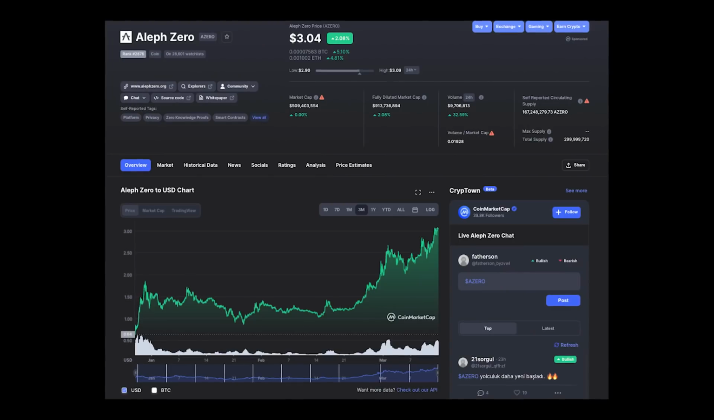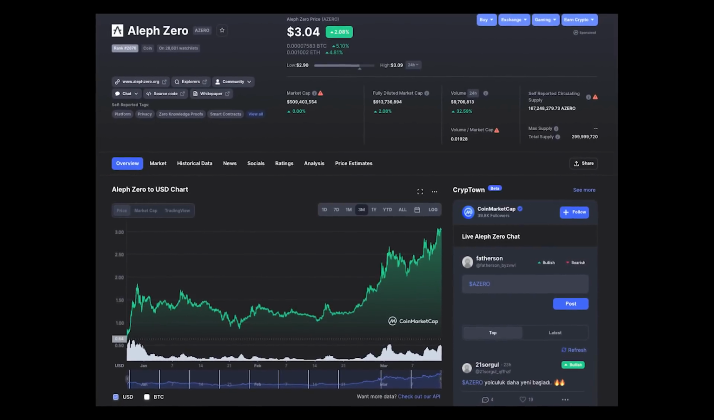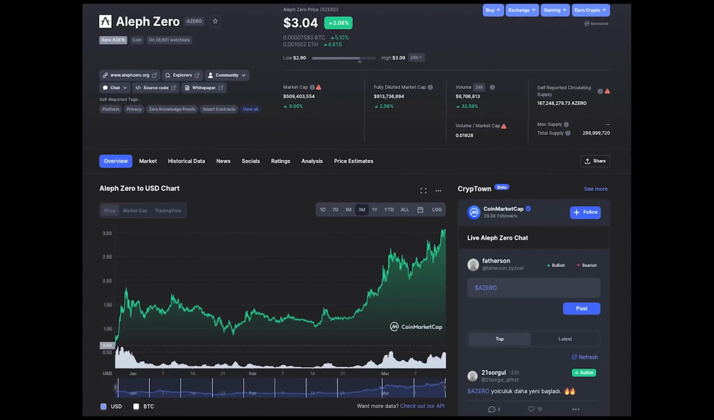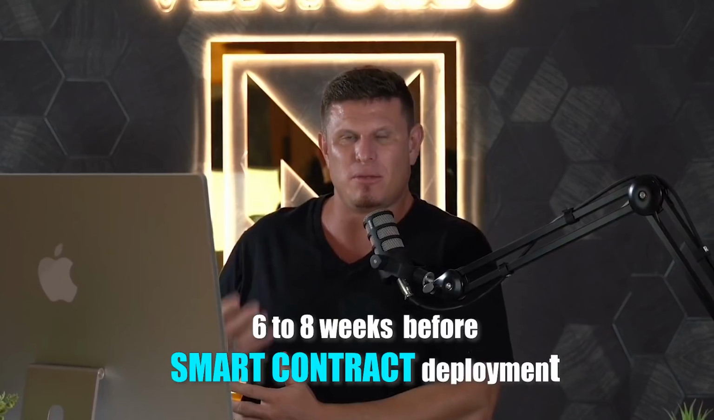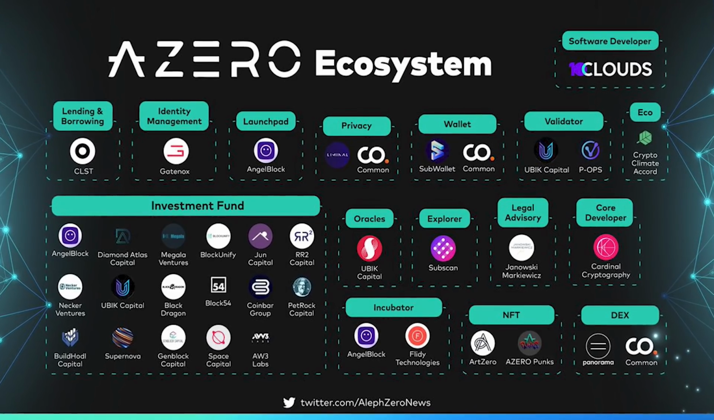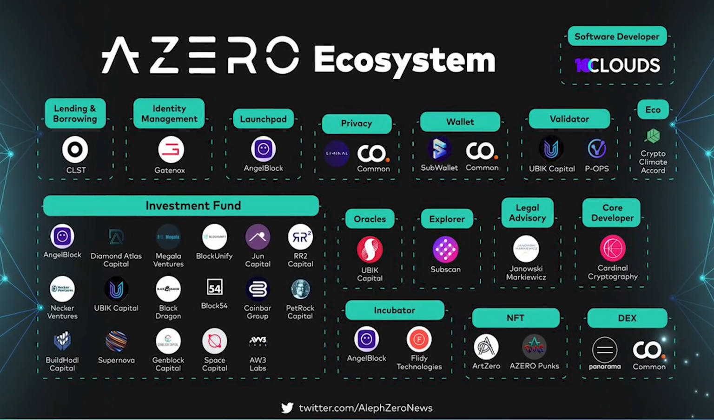What does a realistic timeline look like? Well, as you can see from the charts, it has been picking up a lot of traction and attention lately, which means people are catching on. But from a development and go-to-market perspective, where are we? Well, I was speaking to the team recently, and they said that they're about 6 to 8 weeks out from allowing smart contracts to actually be deployed and used on Aleph Zero. So we're at least 2 months out before we start seeing the ecosystem starting to really, really grow.